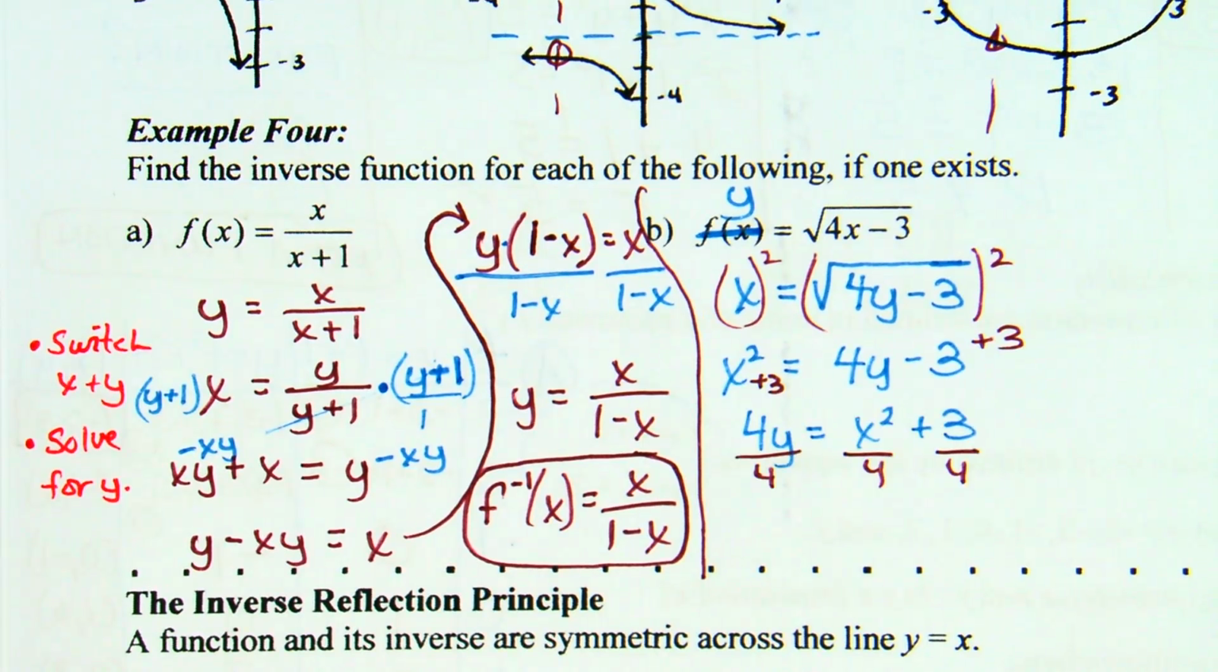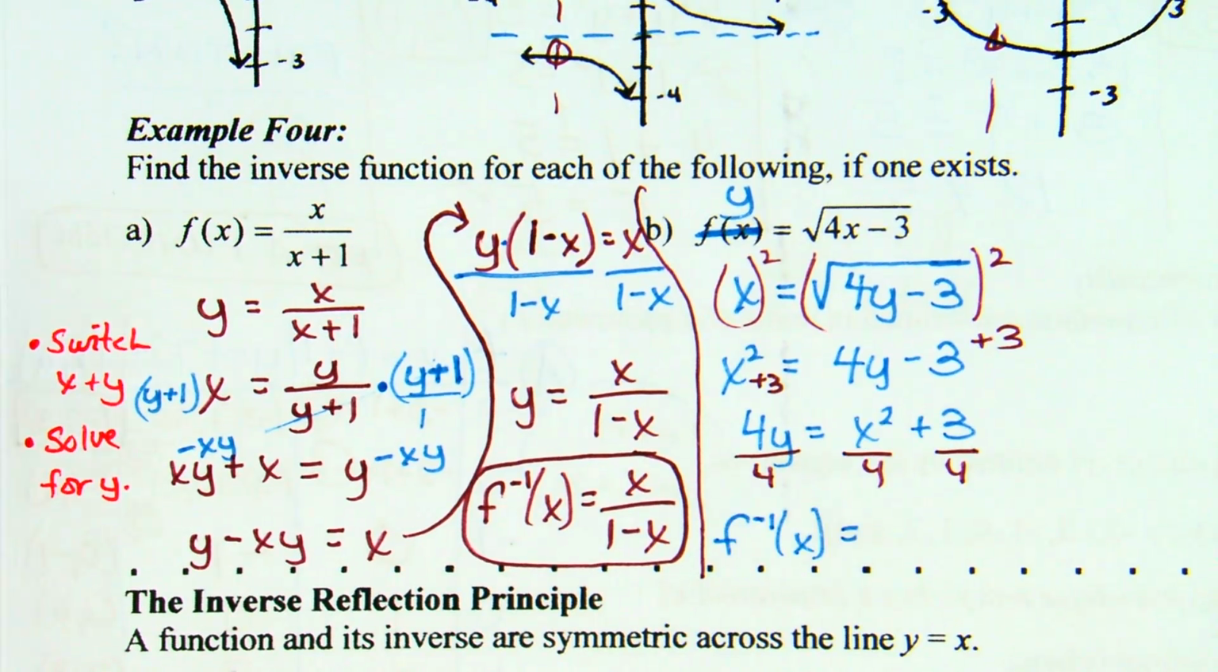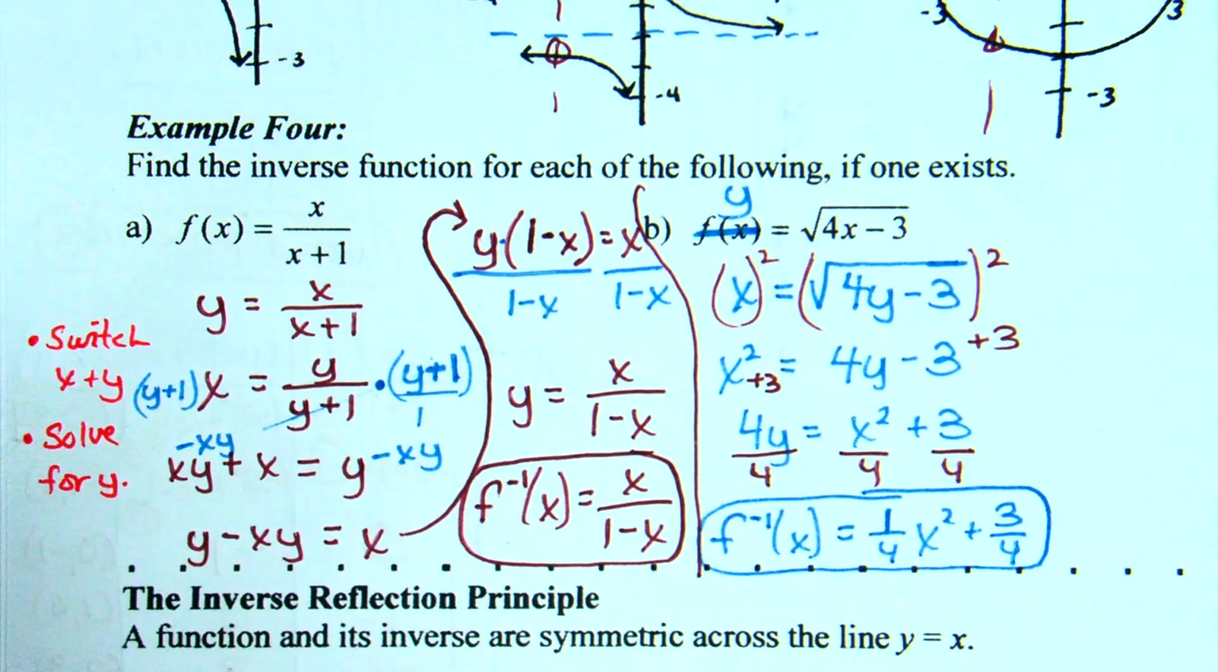Okay, so now 4y divided by 4 becomes y. How should I express that y for final form? f inverse of x. And then you can do this two ways. I divided each piece by 4. You can also divide this side by 4. So I'm going to write mine as 1/4 x squared plus 3/4. However, unless there's something specific, you could also write it as x squared plus 3, all one big fraction, divided by 4. I'll take either or, unless I have a reason not to.